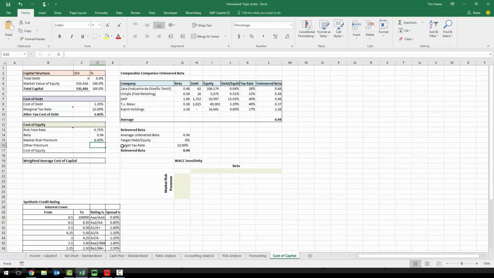In terms of other premiums, I'm not actually going to be using a size premium or a country risk premium, because technically H&M is a huge company, so there will be no size premium. And Sweden is a very stable economy, so there will be no country risk premium either.